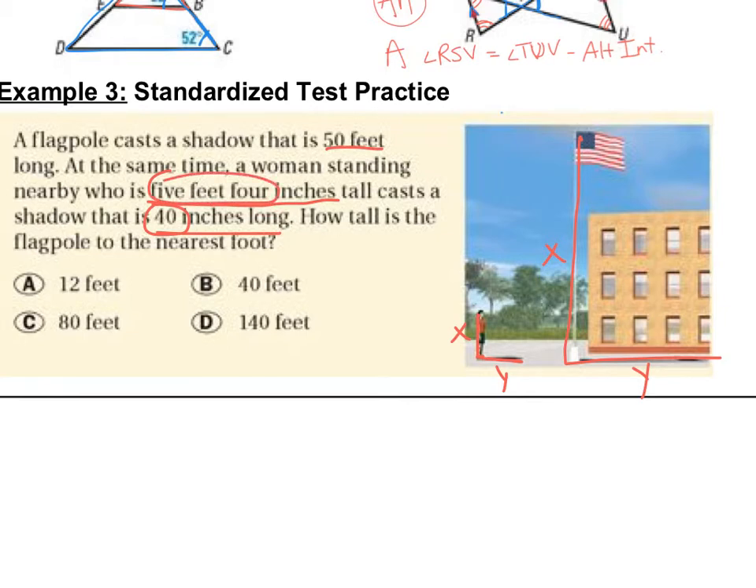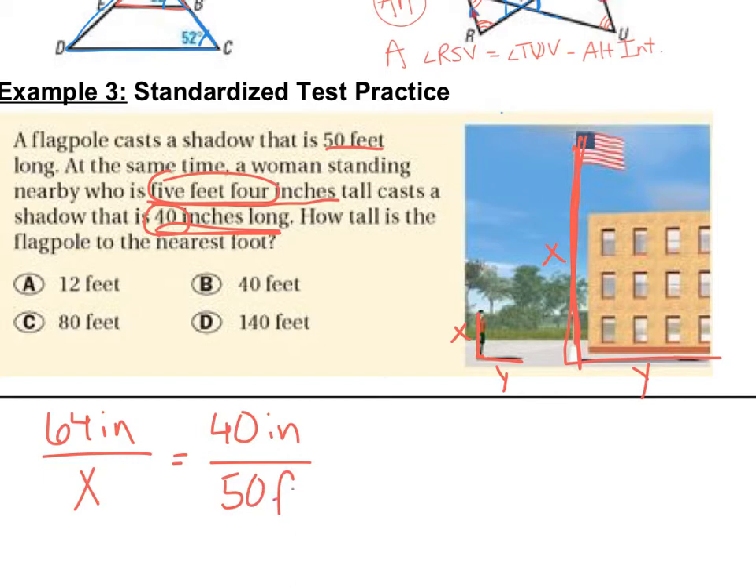So 5 times 12 is 60. 60 plus 4 is 64. So 64 inches on top. That is the height of the woman. We don't know the height of the flagpole. That's what we're trying to find. So we'll call that X. Next, I need the shadow of the woman, which was 40 inches. And the shadow of the flagpole was 50 feet.